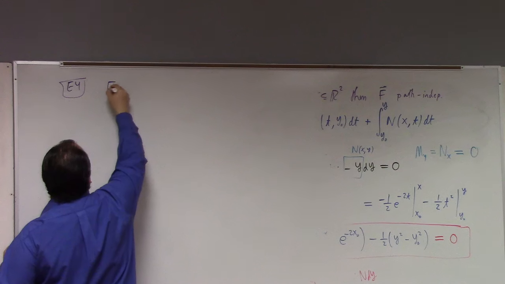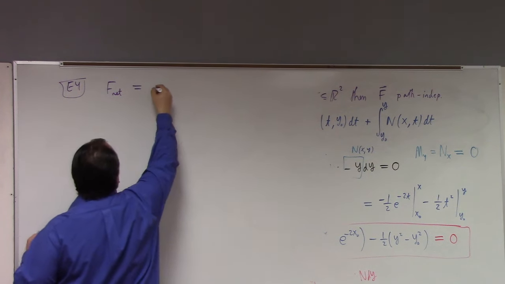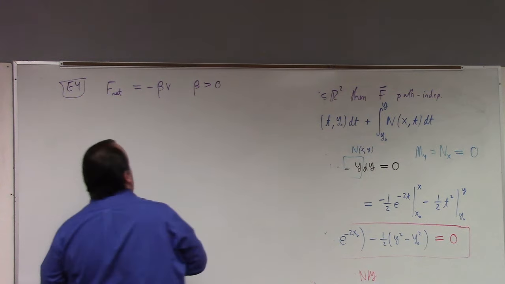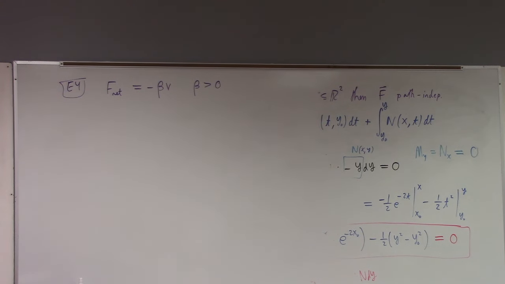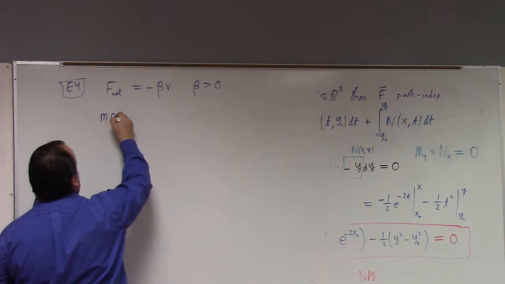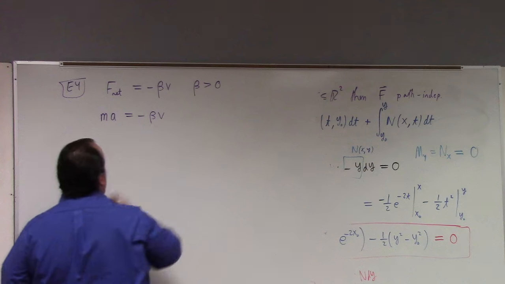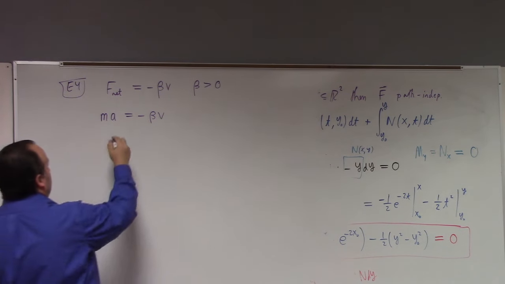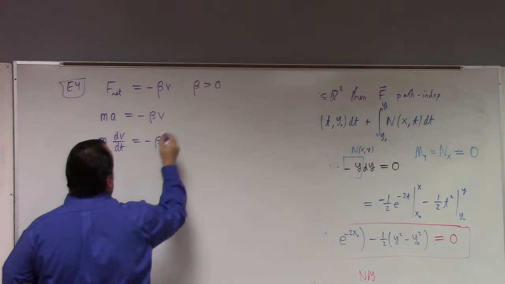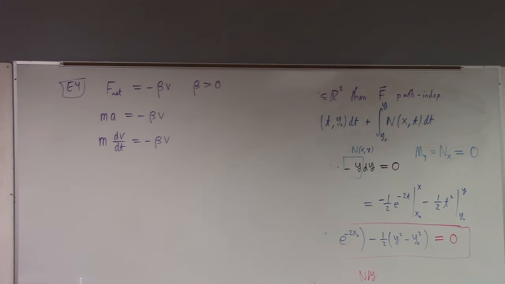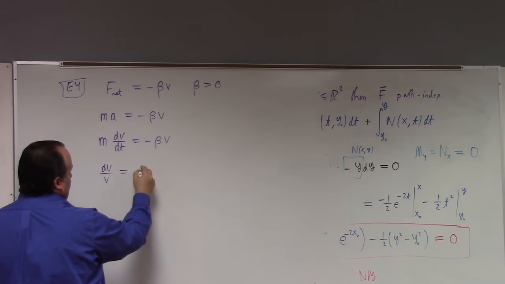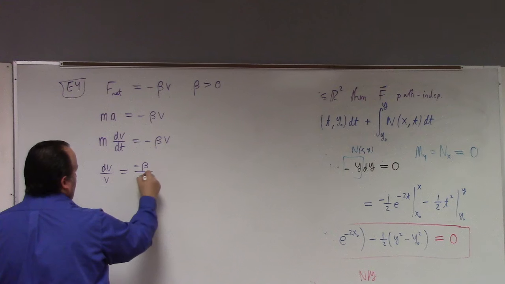Suppose that the net force is equal to minus beta v, where beta is a positive constant. So this would be a velocity-dependent friction force. If it's the net force, we know that the mass times the acceleration is minus beta v. So we have m dv/dt equals minus beta v. Can we solve this? Yeah, this is easy, right? We get dv over v is minus beta divided by m dt.